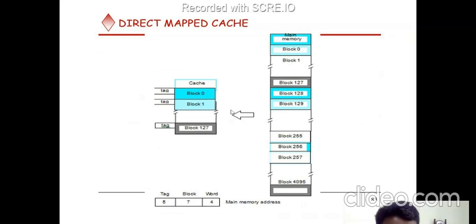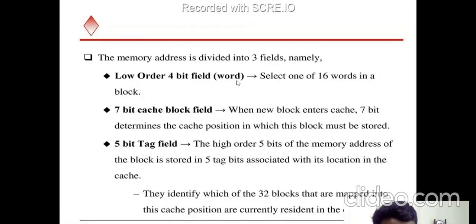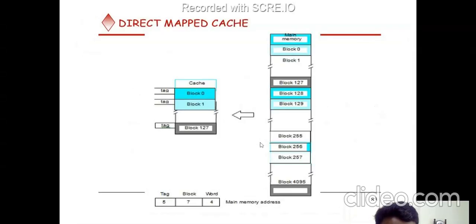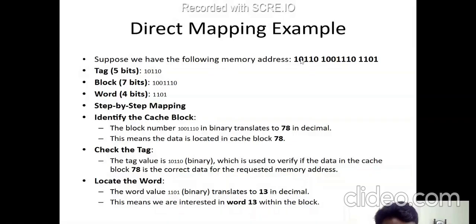In the main memory address, the lower order 4 bits are considered as the word, the 7 bits are considered as the block, and the 5-bit tag is the higher order bits. I will explain with an example. This is the 16-bit main memory address, which I have divided into three fields: tag, block, and word. The tag is the higher order 5 bits, that is 10110, whereas the word is the lower order bits of the main memory address, 1101. The remaining 7 bits are considered as the block.